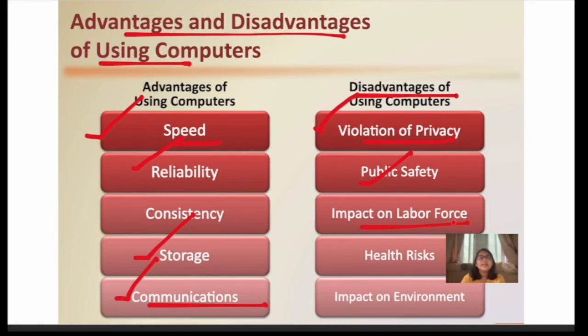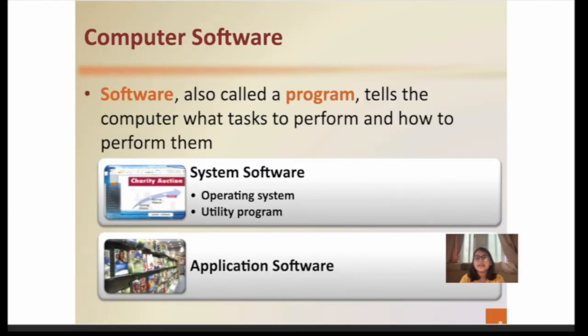Okay, then let's see what is computer software. What is computer software, students? It is also known as program. It tells the computer what tasks to perform and how to perform them. So these are the programs which give the instructions to the computer. By giving the instructions, the computer will run.